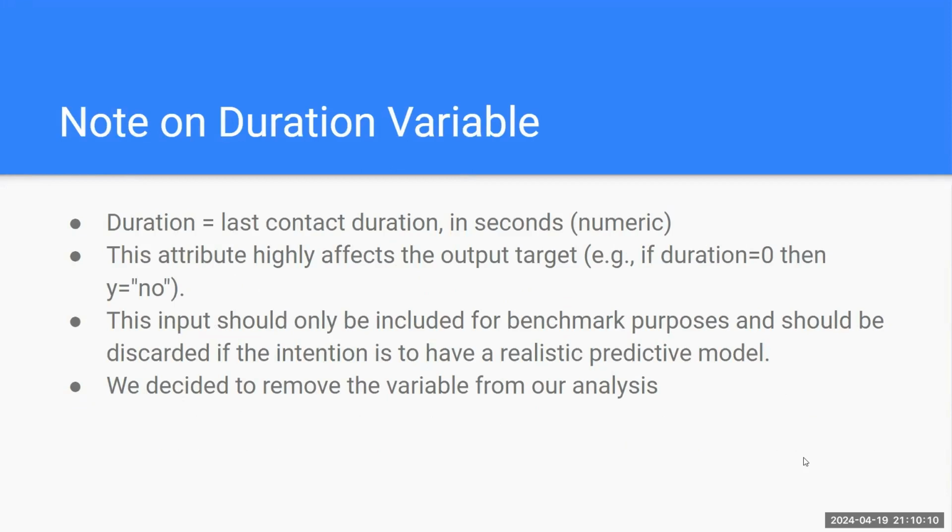So here, one variable we wanted to point out is the duration variable. This attribute highly affects the output of our target. So duration is the last contact duration in seconds, which is a numeric variable, and we have decided to remove the variable from our analysis. And so we'll move on to the next slide.